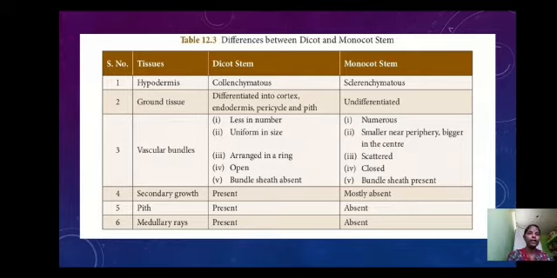Next, the vascular bundles in dicot are fewer in number, uniform in size, arranged in a ring, open, and the bundle sheath is absent. Whereas in monocot, vascular bundles are numerous and vary in size, scattered, closed, and bundle sheaths are present. Secondary growth is present in dicot stem and absent in monocots. Pith is present in dicot; in monocot, the pith is absent. Medullary ray is present in dicot and it is absent in monocot.